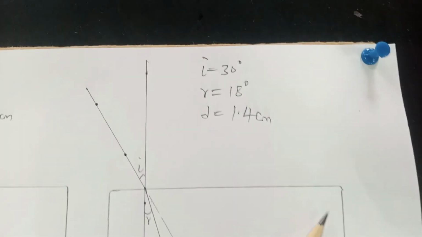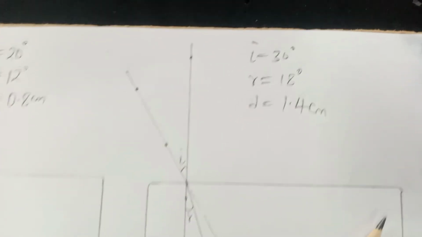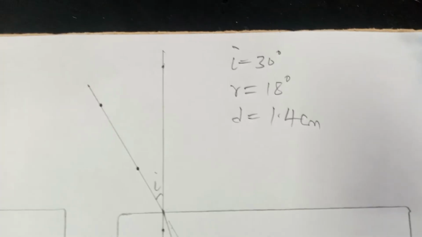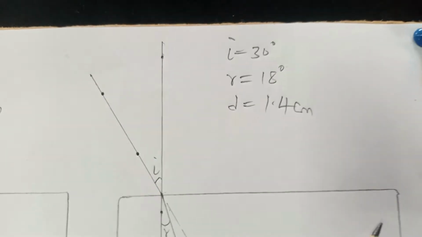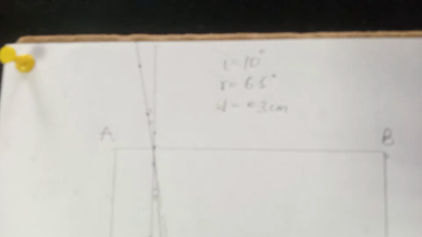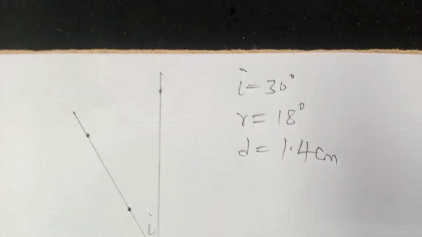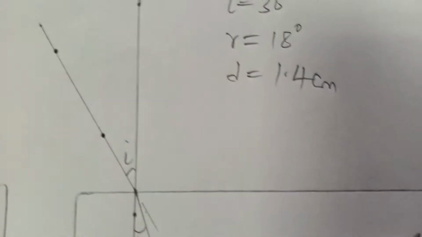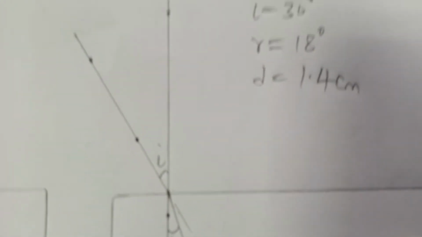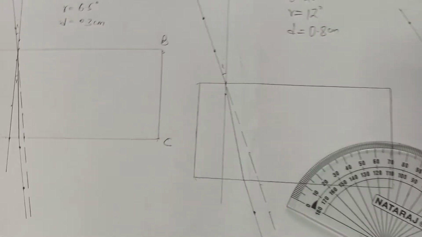Here is the reading of the third experiment. So we have I equal to 30, R is 18, and D is 1.4. You can notice something common with this experiment. I is constant, of course, given to you: 10, 20, 30. Here you have R to be 6.5, 0.3. The second one, you have 12 and 0.8. And here you have 18 and 1.4. So let's be observing, and at the end of the day, you will see how it looks in the table. I've also set up the fourth experiment.